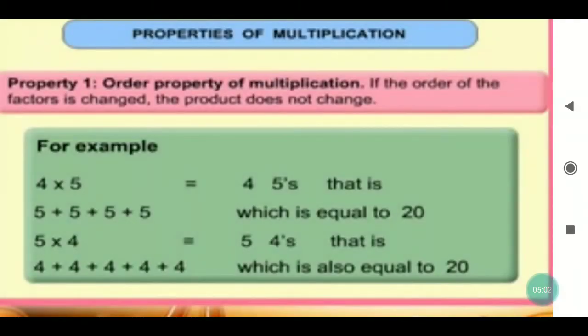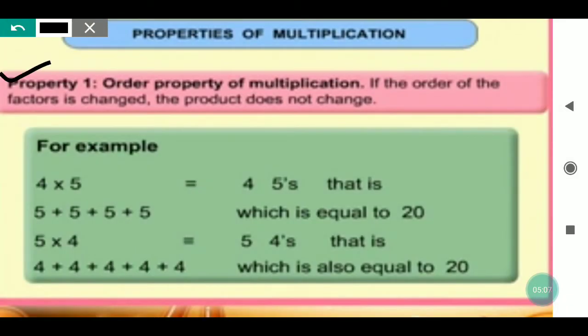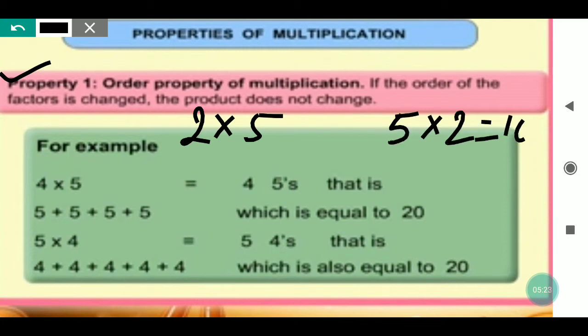Now students, we are going to discuss the properties of multiplication. What are the properties of multiplication? It's too easy. The first property is the order property of multiplication. If the order of the factors is changed, the product does not change. What does it mean? I have just discussed that whether you write 2 into 5 or 5 into 2, you will get the product as 10 only. This is what the order property is saying.